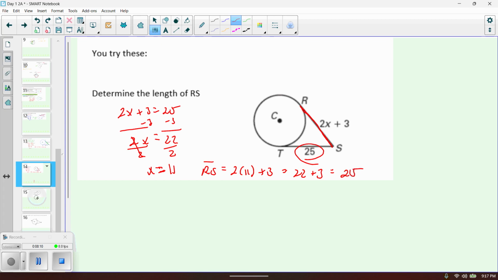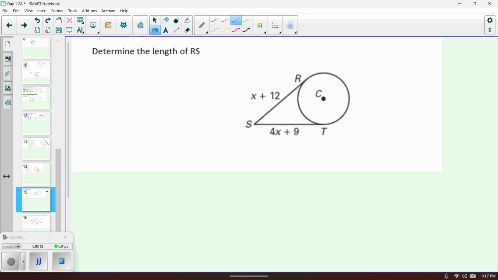Okay, next example. The length of RS. That is this one. Again, we have the snow cone, so we know they're equal. This one you actually do have to solve. So x plus 12 has to be equivalent to 4x plus 9. Let's take away x on both sides, making 12 equivalent to 3x plus 9.